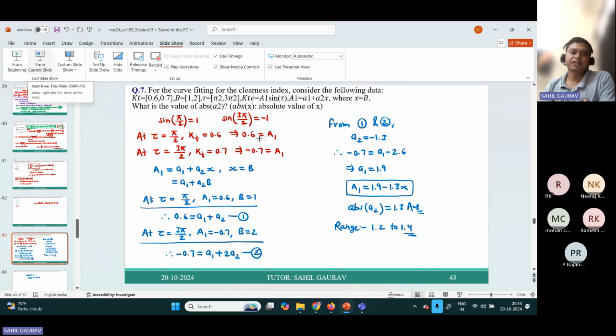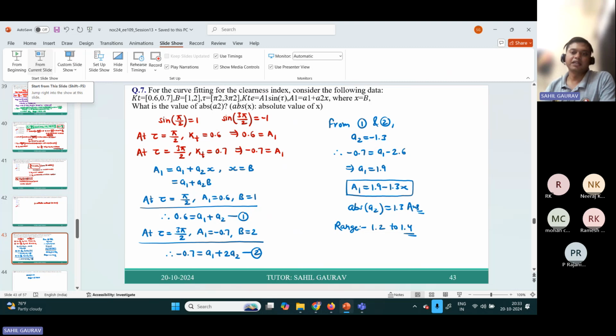KTE, then A1 will come as 0.6, and at tau equal to 3 pi by 2, this A1 comes as minus 0.7. And since A1 is given as A1 plus A2x, and x is B, so A1 is equal to A1 plus A2B. Now at pi by 2 and 3 pi by 2, we will get these two relations. And from 1 and 2, we will get the A1 and A2 values.